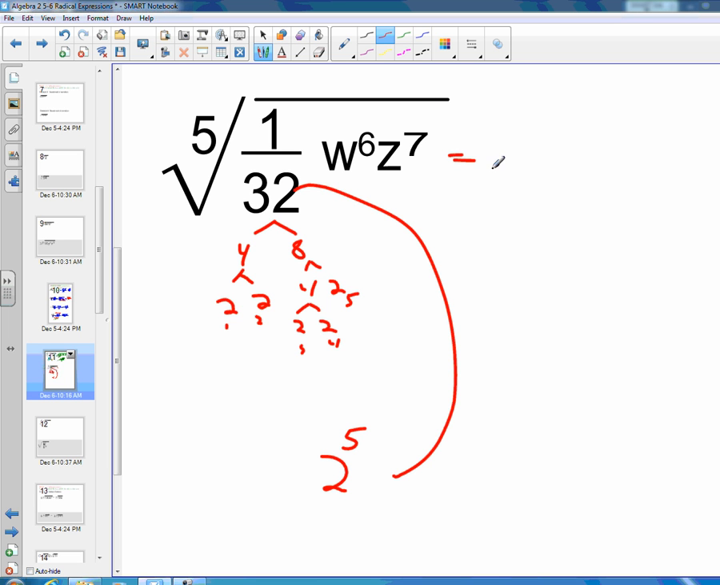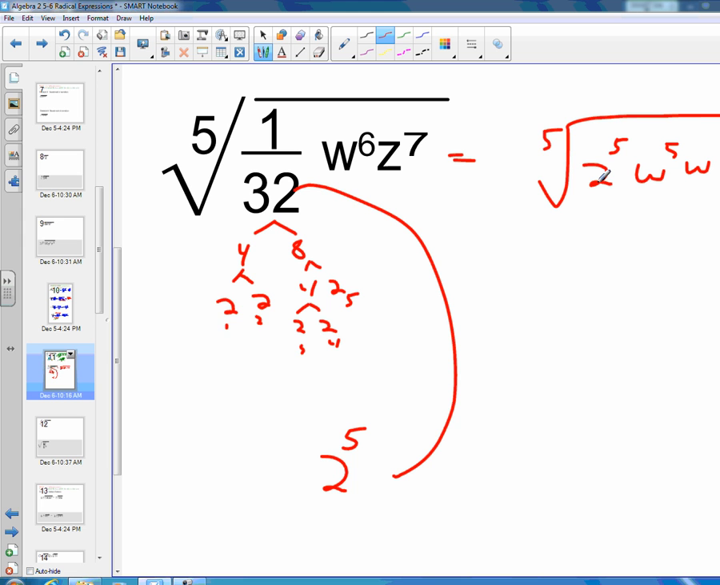Okay, so I'm going to rewrite this expression now that I've gotten my 32 where I need it to be. I'm looking for groups of 5 because it's 5th root. So 32 is 2 to the 5th. W to the 6th is W to the 5th times 1 more W. And Z to the 7th is Z to the 5th. And then I would need 2 more Z's to make that 7. Once I get to this point, I can start taking out my groups of 5.